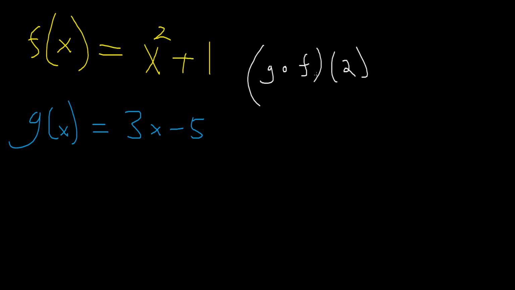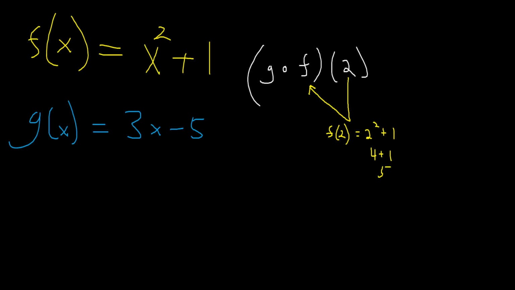So now we're doing g of f of 2. So we're starting off with this 2. And we're going to plug that guy into f. So we got f of 2. So f of 2, we got 2 squared plus 1. So 2 times 2 is 4. 4 plus 1, that's going to be 5.